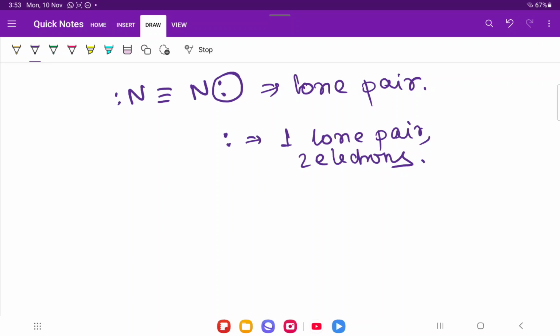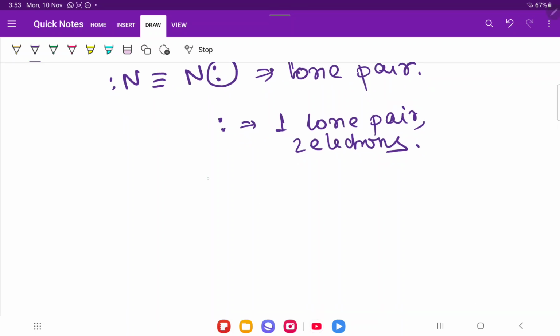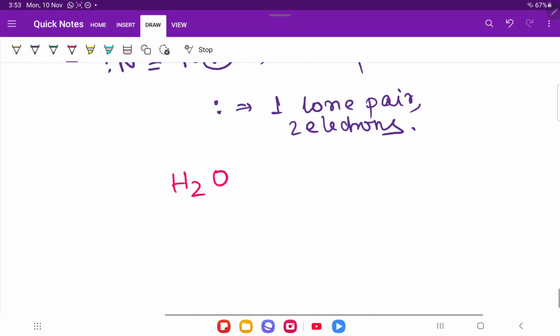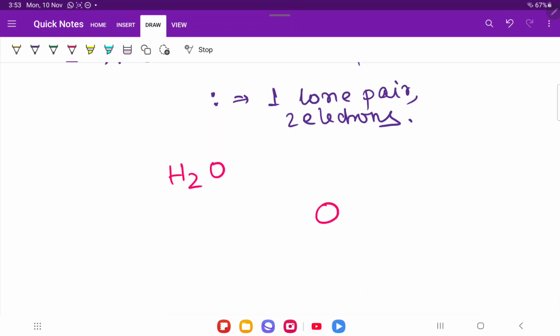Okay, so water, the central atom is oxygen. In the case of water, what elements are present here? H2O. So the central atom is oxygen here, and you know how many total electrons oxygen has in the outermost orbital? 6 electrons. So the configuration is 2 6. The 6 electrons will be here: 1 2 3 4 and 5 and 6.